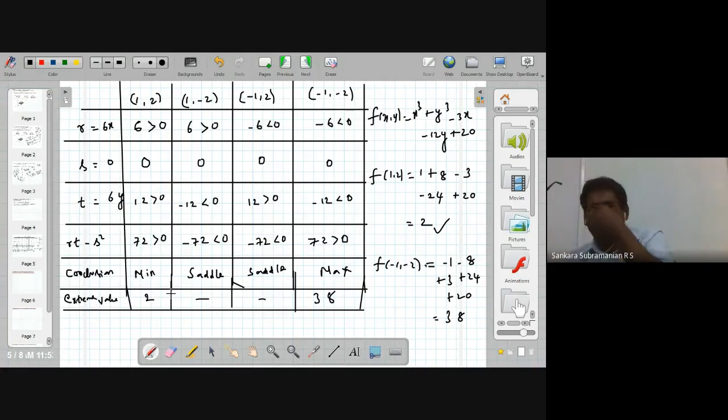This is an easy problem for you, but sometimes you have to solve equation 1 and 2, which will be a challenge. So what is the challenge in this problem? Finding dou f by dou x is not a challenge. Finding dou f by dou y is not a challenge. Equating to 0 by making it as equation 1 and 2, and solving for that will be a challenge. Here it is not like that, because x and y were separate. Easily we have solved for the values of x and y.